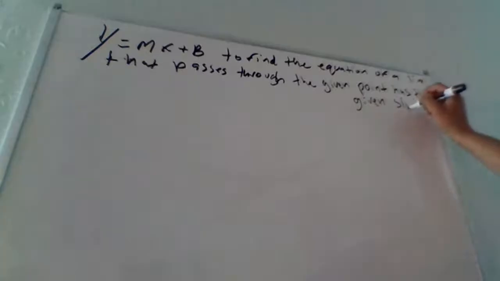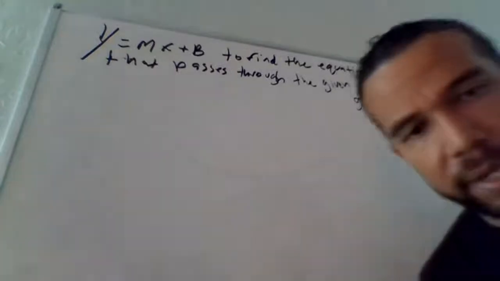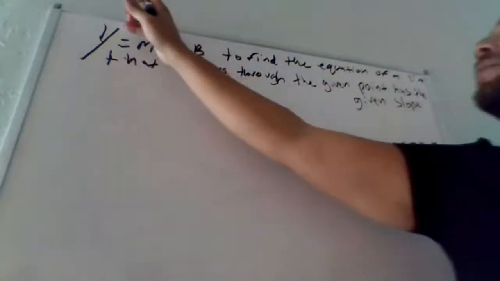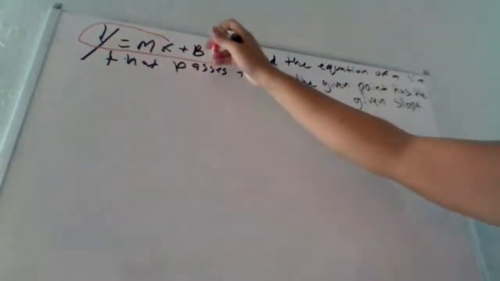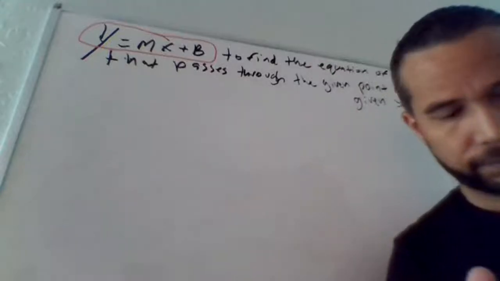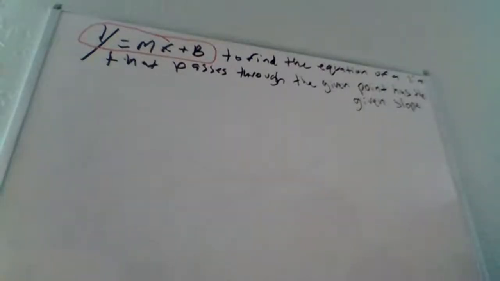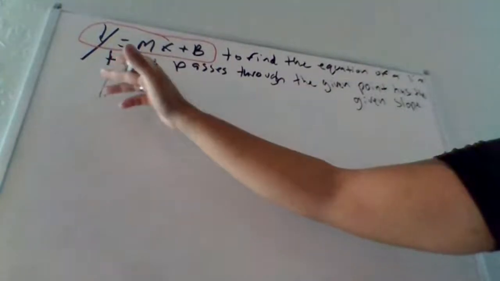So we know we're going to get the slope. We know we're going to get a given point, and we're going to work backwards to put it in slope-intercept form. Does that make sense so far? Yeah. Okay. All right.